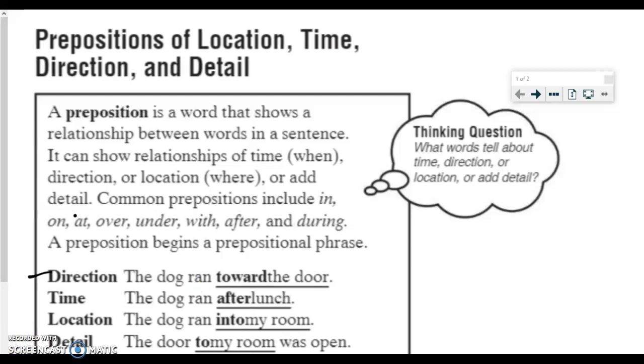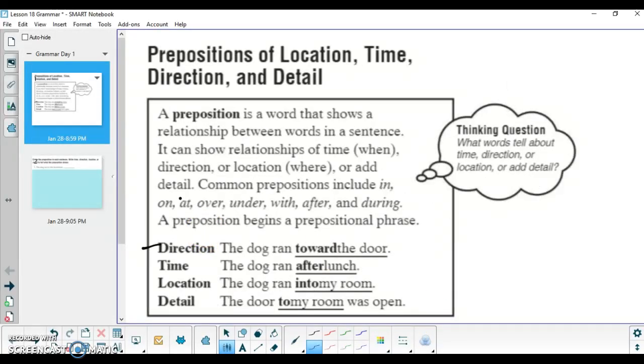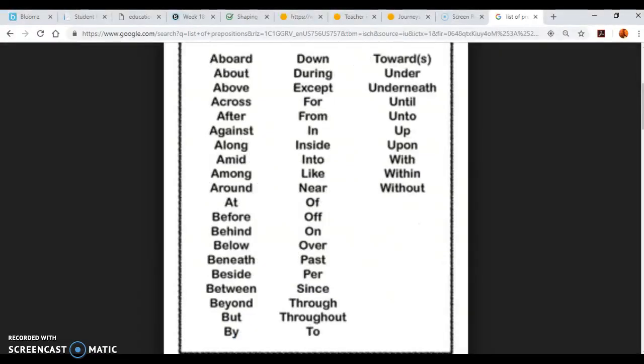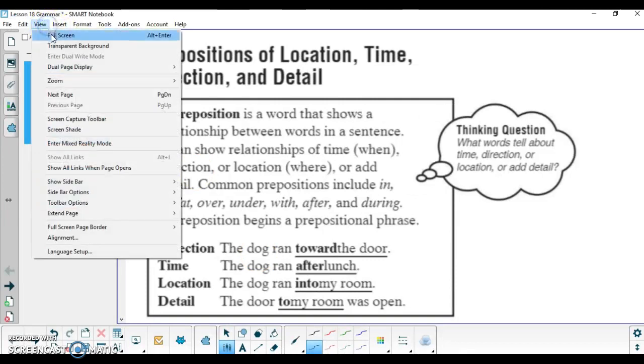But I did want to take a second and show you a few more just because there are a lot of prepositions that are very common. I just don't think you realize that they're called prepositions. So when you see these words, these are more ones that are common: aboard, about, above, across, after, against. There's a bunch of these different ones that are prepositions. Most of these will tell you, like I said, a time, a location, a direction, or a detail. Let's dive farther into that.